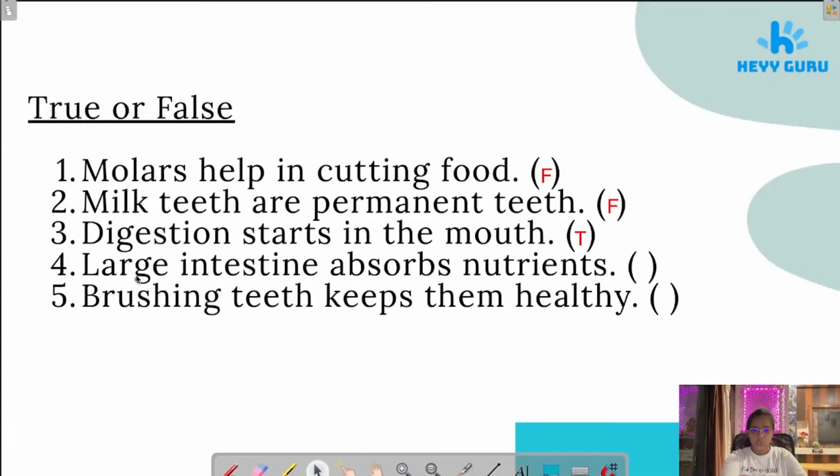Then your next question is, large intestine absorbs nutrition. Large intestine absorbs nutrition. Yes, false. False is the correct answer.